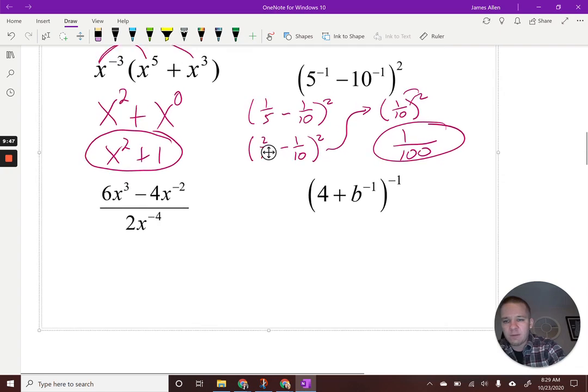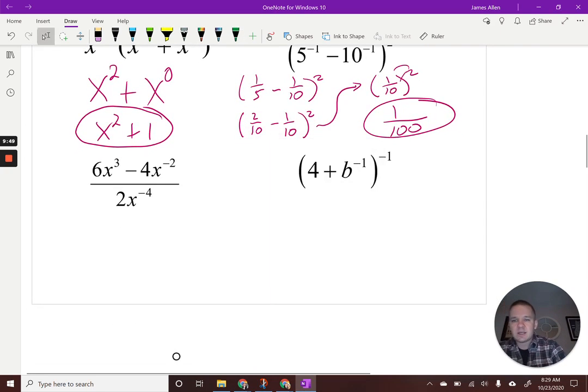All right, next one here. We have 6x to the 3rd minus 4x to the negative second, over 2 divided by 2x to the negative fourth. Now, since I have one term in my denominator, a nice little strategy here would be to split this fraction, okay? And then we can simplify individually.